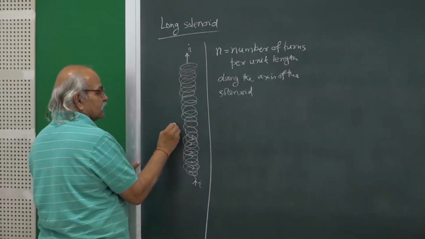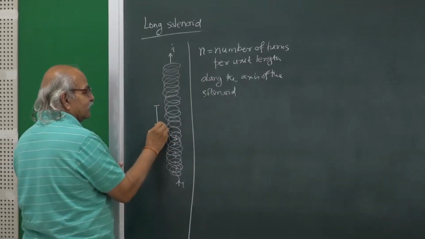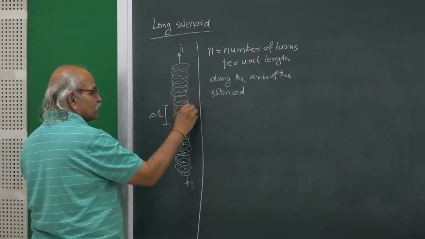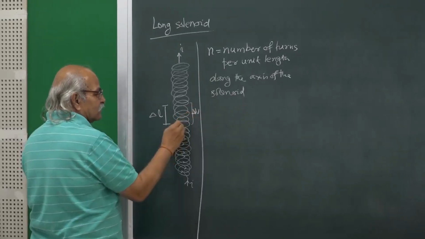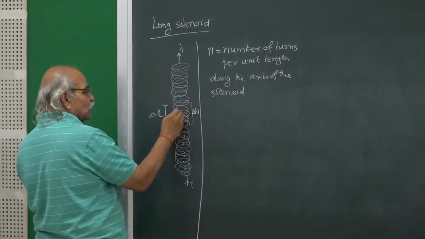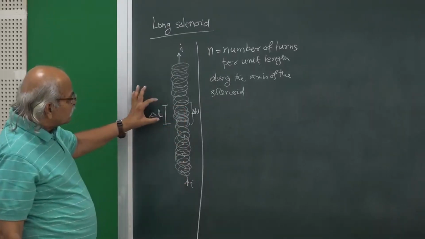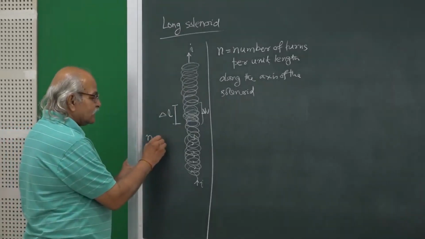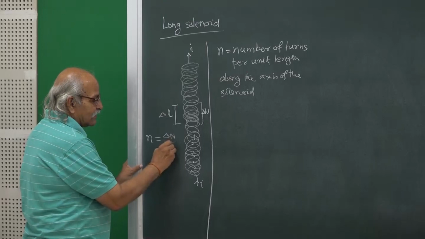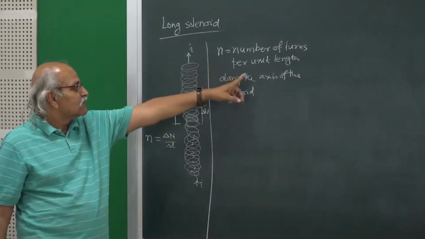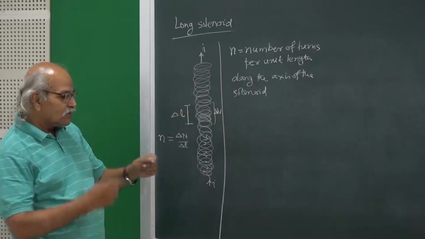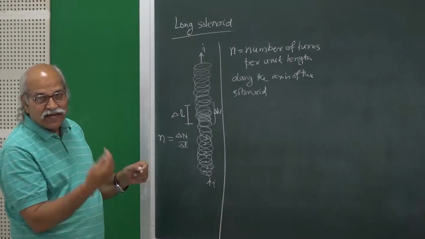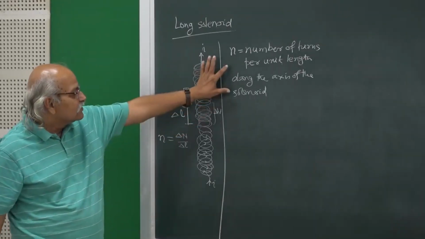We are talking of this length. If this length is, say, delta L, and the number of turns here to here is delta N, 1 turn, 2 turns, 3 turns, 4 turns, 5 turns, then small n is delta N over delta L. That is our small n, the number of turns per unit length, and unit length means not the length of the turns, not the length of the wire, it is the length along the axis.